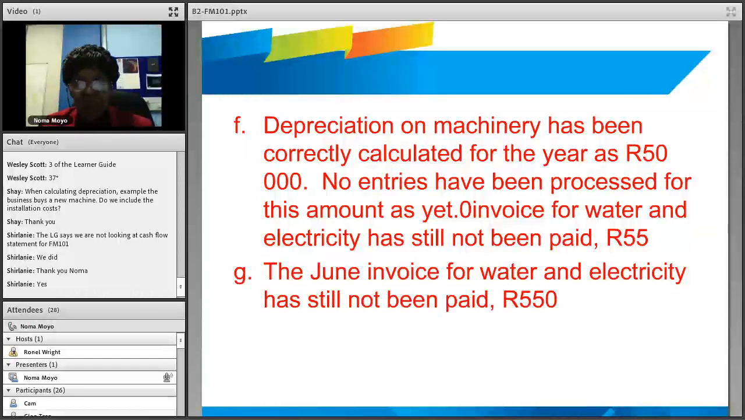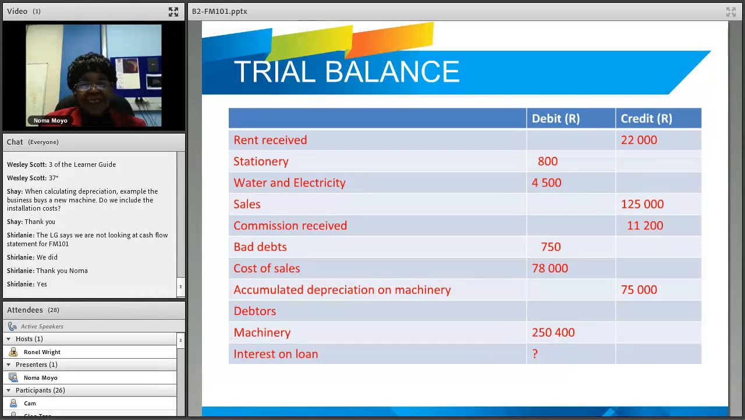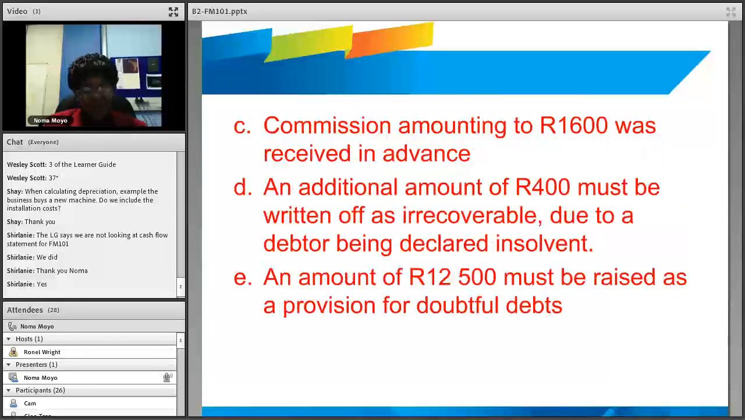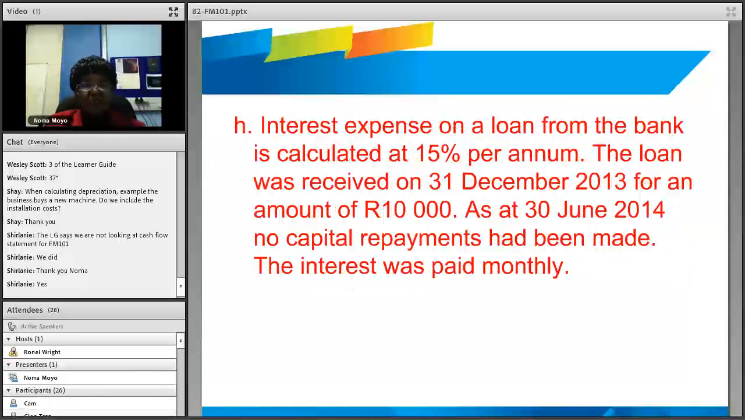The June invoice for water and electricity has still not been paid, which means it's owing. It was supposed to have been paid this year. We will have to add it. Do we have water and electricity? Yes. In our expenses, water and electricity are an expense, so we will have to add that 550 to the 4,500.